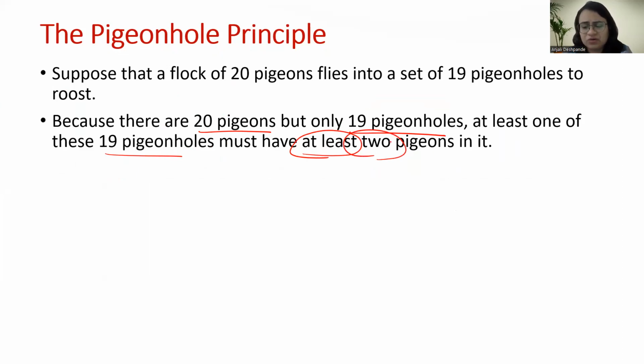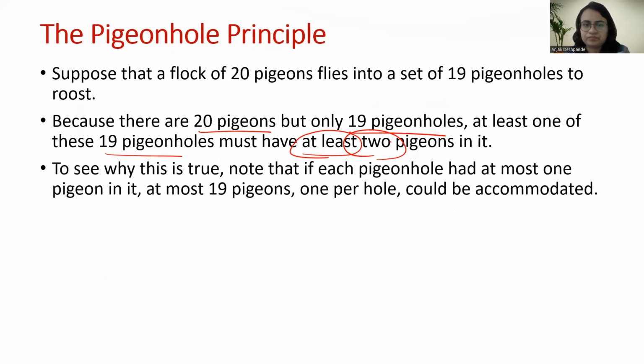Because the pigeonholes are fewer than the number of pigeons. So at least one of these pigeonholes will have more than one pigeon. To see why this is true, note that if each pigeonhole has at most one pigeon in it, at most 19 pigeons, one per hole, could be accommodated.